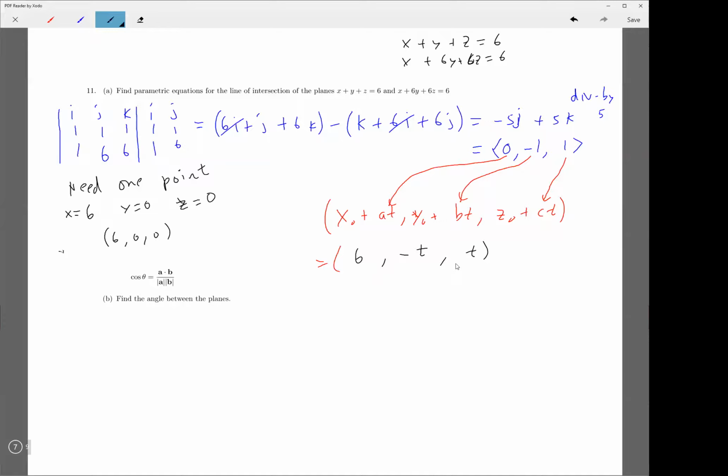Okay, and then the last one, let me see. Okay, good, that's right. So then the second part, finding the angle between the planes. Remember from the previous section on dot products that this is the angle between planes.